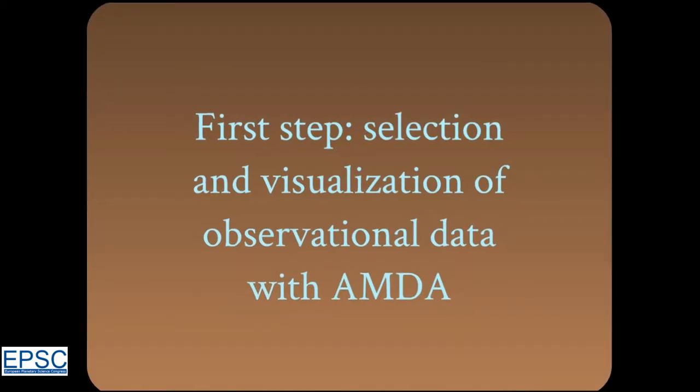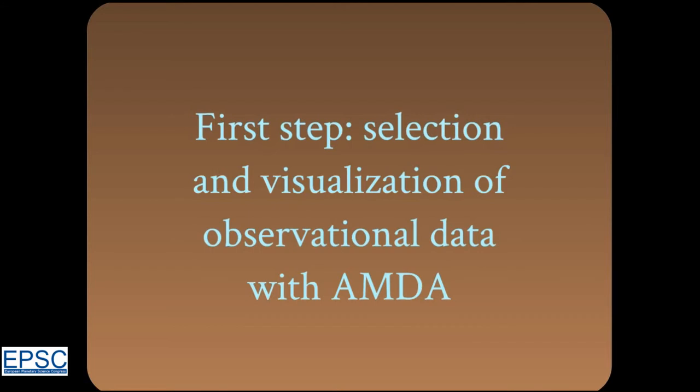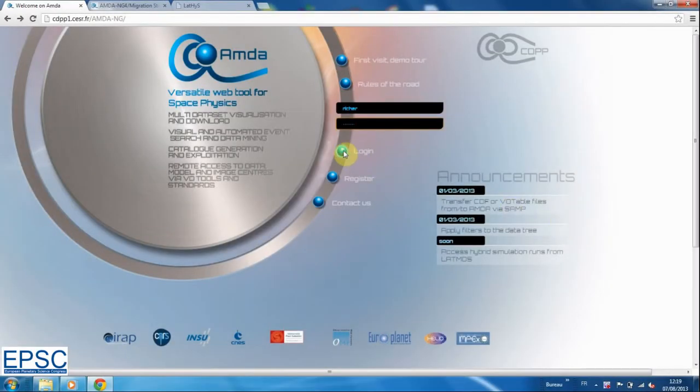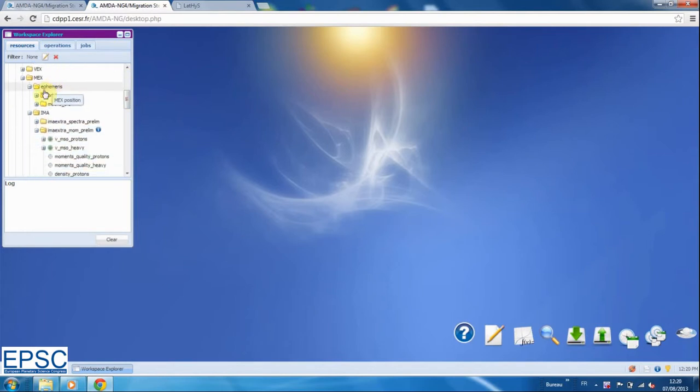First of all, we will use AMDA, the Automated Multi-Dataset Analysis Service developed by the Plasma Physics Data Center, CDPP. AMDA is helpful to make simple representations of time series of in situ observations in the domain of space plasma physics, and it is an excellent tool to browse the data and look for events. With AMDA, we will visualize protons' characteristics measured by Mars Express Ion Mass Analyzer, IMA, namely the velocity, the density, and the temperature.